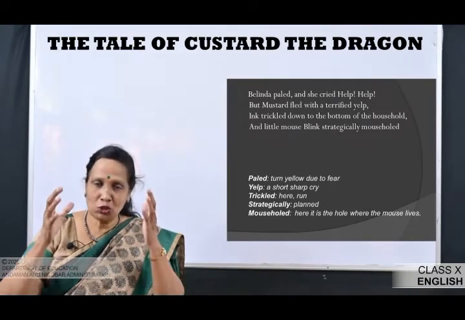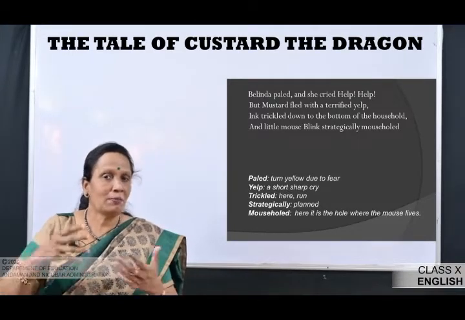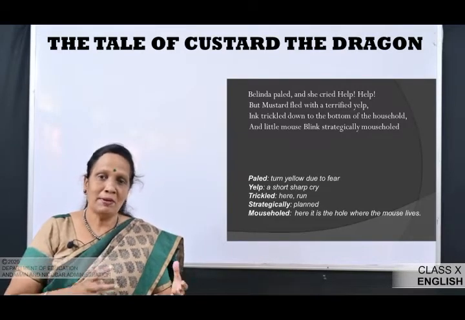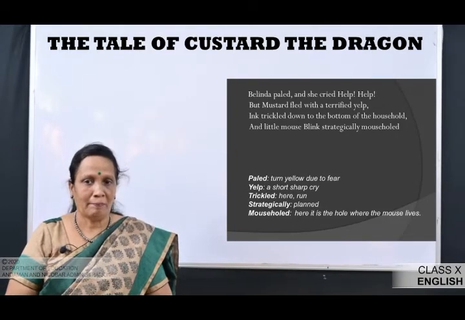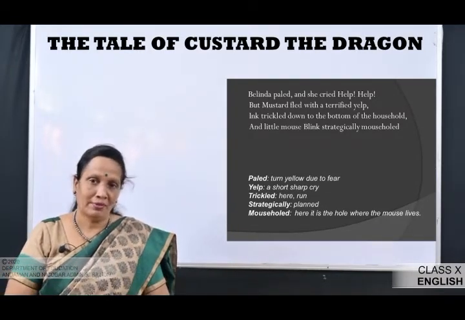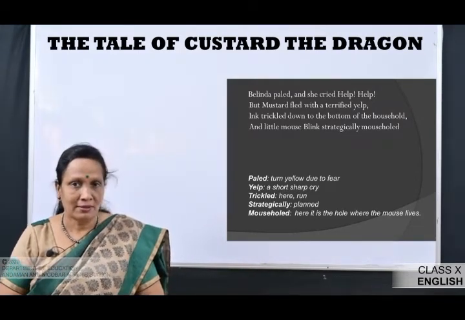Now this is the twist in the poem, kids. Pale here means turn pale out of fear, and yelp here means a short sharp cry. Trickle means run, and strategically means planned, in a planned way. And mousehole here is the hole where a mouse lives.